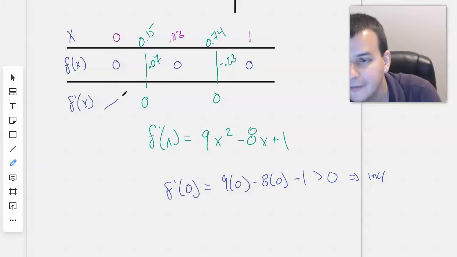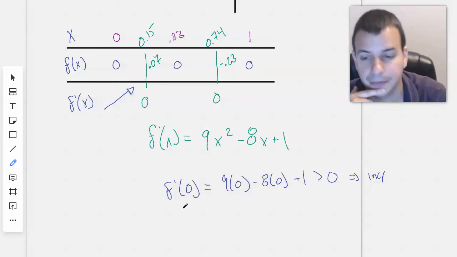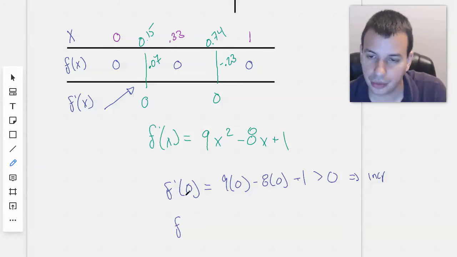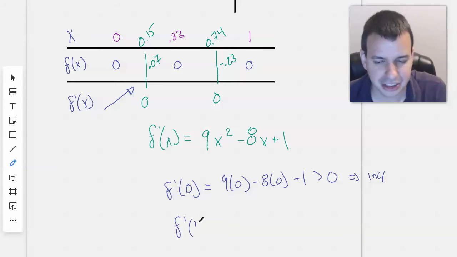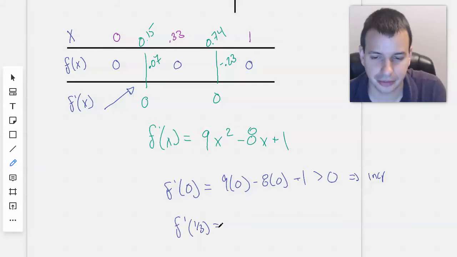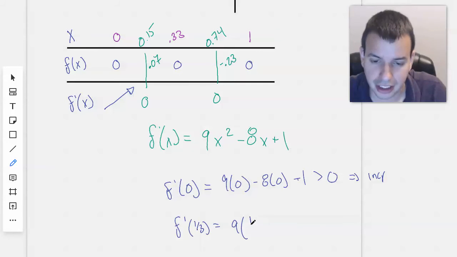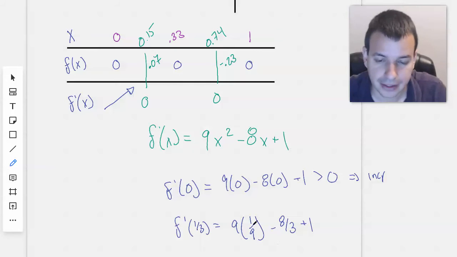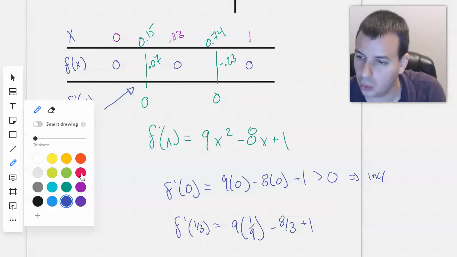What I do then is draw an arrow like this on my sign chart. Then we'll do 0.33, but I'm going to round that off to 1/3, which actually was the original value anyway, so that rounding actually makes it more exact. So we have 9 times 1/3 squared, which is 1/9, minus 8/3 plus 1. So 9 over 9 is 1.